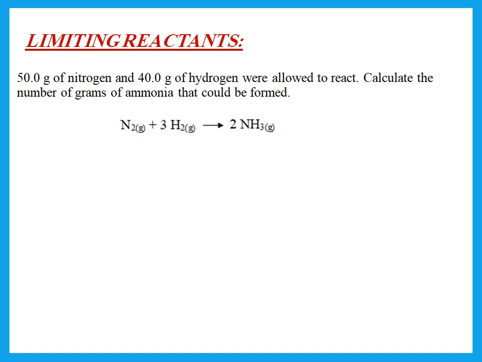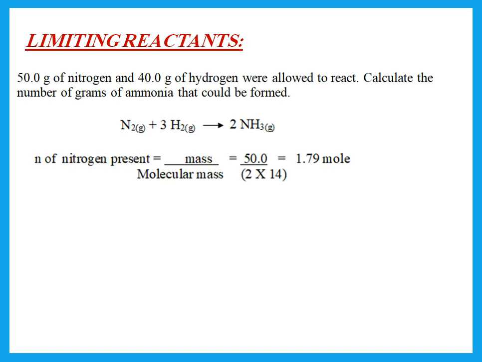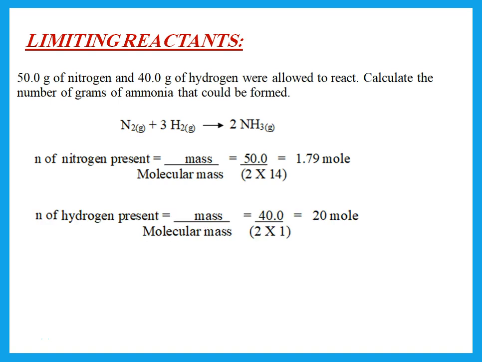So if he gives me information, 50 grams of nitrogen and 40 grams of hydrogen, I calculate number of moles of nitrogen, mass over molecular mass, and number of moles of hydrogen, mass over molecular mass, and I get the number of moles of each. Then I look at the equation and decide which one is excess and which one is limiting. So looking at the equation, we can see that 1 mole of nitrogen needs to react with 3 moles of hydrogen.